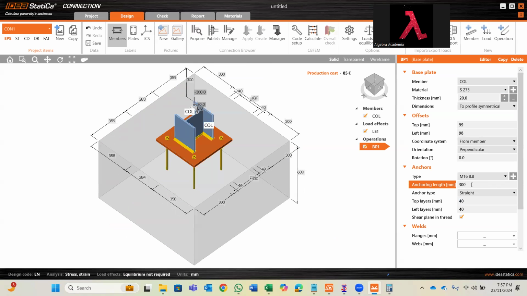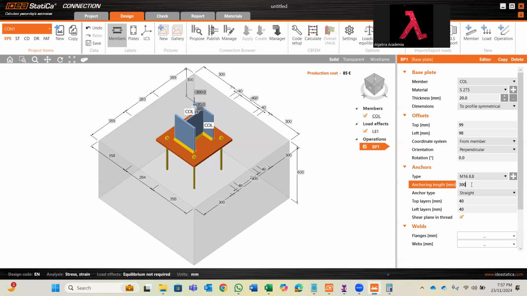The anchoring length. First of all, you need to understand that for the compression force, you don't need any bolt, actually, because the bolt doesn't take the compression. You all know that. So when you provide the bolt, it is only to resist the tension force. Now you have this question: you don't have direct tension, and you only have direct compression. So why do we need to have this?